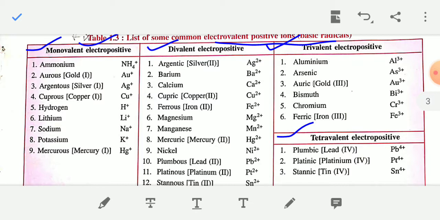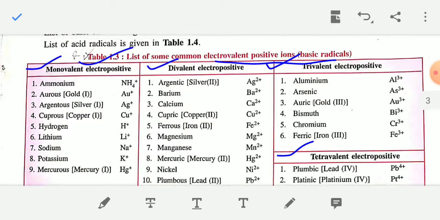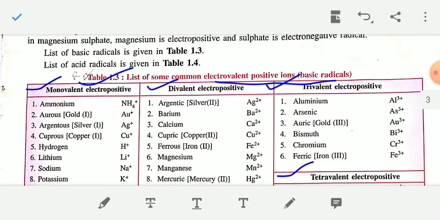Examples of divalent electropositive radicals are argentic, that is Ag2 plus, barium, that is Ba2 plus, calcium, that is Ca2 plus, nickel, that is Ni2 plus, mercuric, that is Hg2 plus, magnesium, that is Mg2 plus, platinum, that is Pt2 plus, zinc Zn2 plus. So all these examples you have to remember.